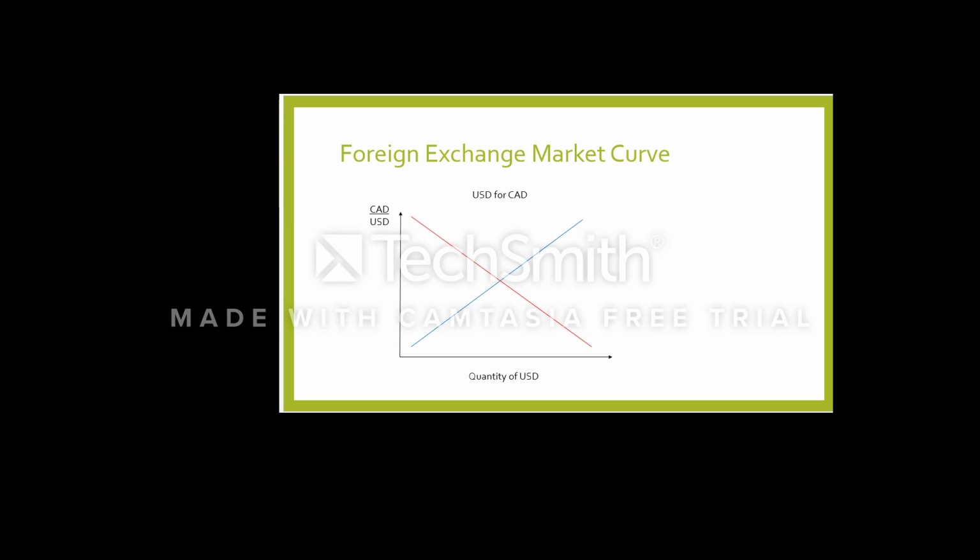The x-axis of the chart is the quantity of US dollars. This is the number of US dollars that is currently in the foreign exchange market. Next, the blue line represents the supply of US dollars and the red line represents the demand for US dollars. Just like a standard supply and demand curve, in this situation, Americans would be the suppliers of US dollars and Canadians would be the demanders for US dollars.